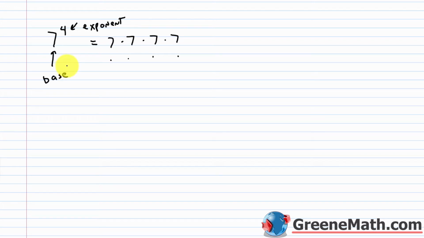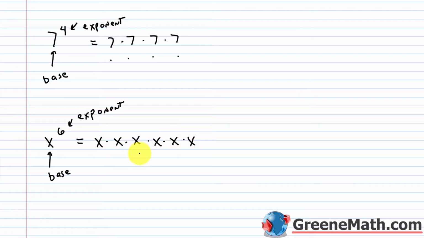Now we can also do this with variables. In pre-algebra, we didn't talk about variables at all. But it would be the same thing if I said, okay, I have x to the 6th power. X would be the base, and 6 would be the exponent. So what would this be equal to? Well, I would just have 6 factors of x. So x times x times x times x times x times x. 1, 2, 3, 4, 5, 6 factors of x.